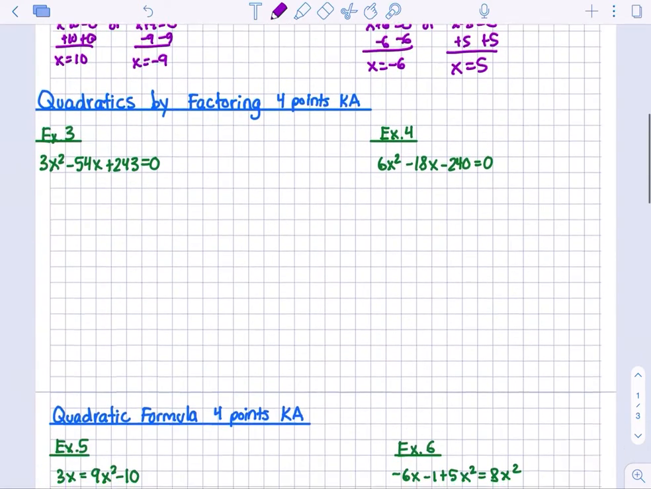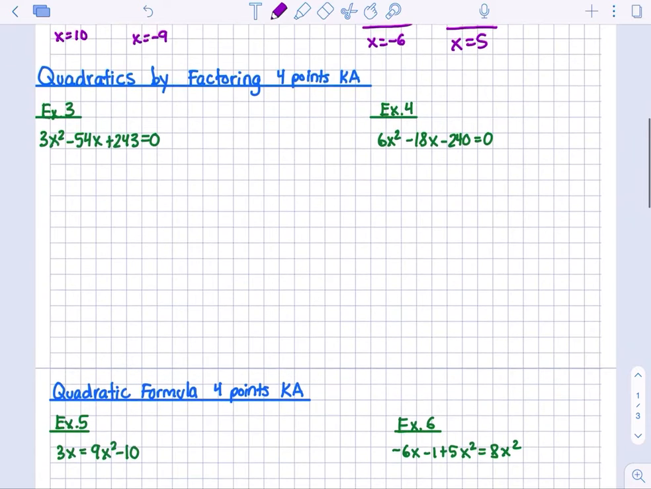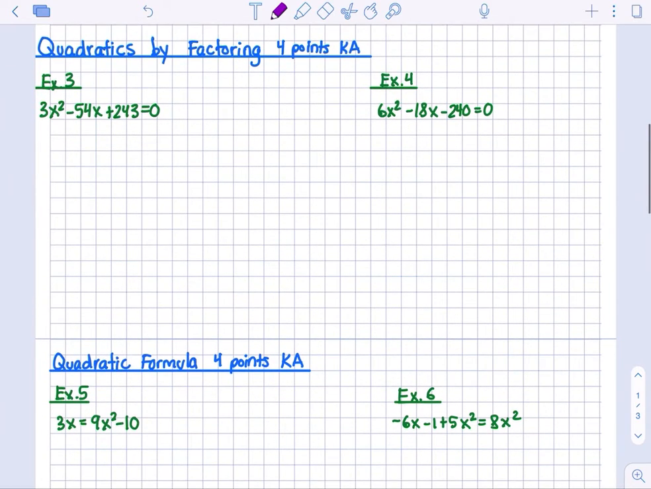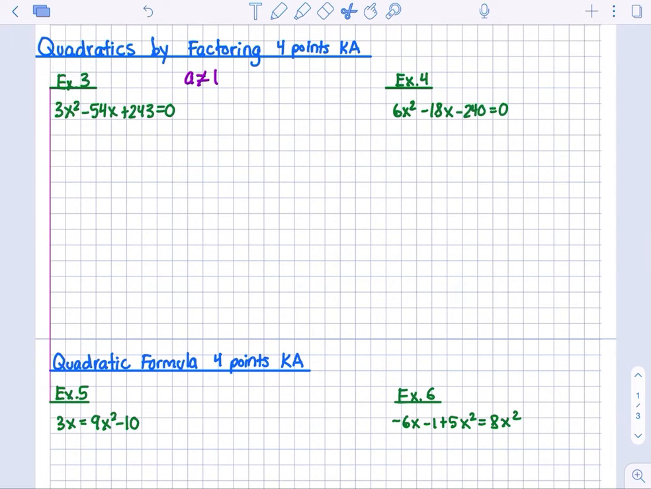Alright, now for quadratics by factoring, the second type. This is the same thing, except your a value is not going to be 1 for both of these. So recall in class, I always told you, when it's not equal to 1, first you have to check to see if you can get out a common factor from each number. Well, this one's 3, so I asked myself, can this be divisible by 3? Can this be divisible by 3? Yes, so we're going to factor out a 3 first.